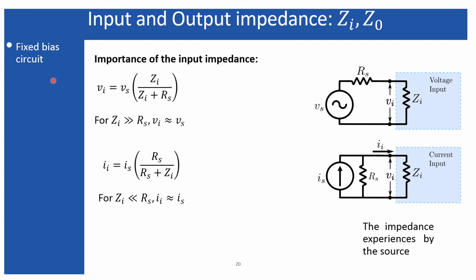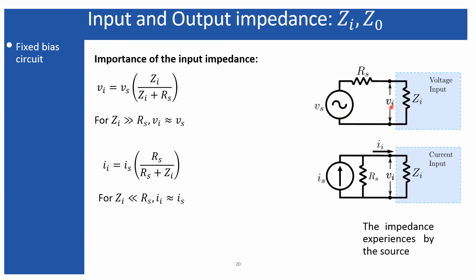Next is the input impedance and output impedance. So before going to discuss the input impedance and output impedance, we need to understand the importance of the input impedance and output impedance. So here is the device. First I have included it over here. You can see this device has an input impedance as Zi. So Vi is appearing across this Zi, where Vs represents the applied source.